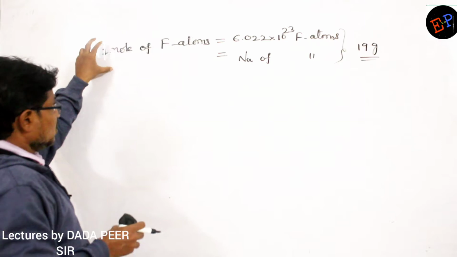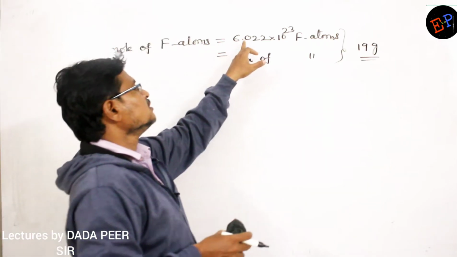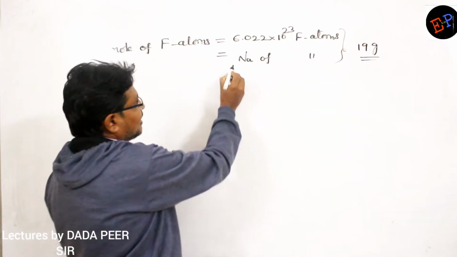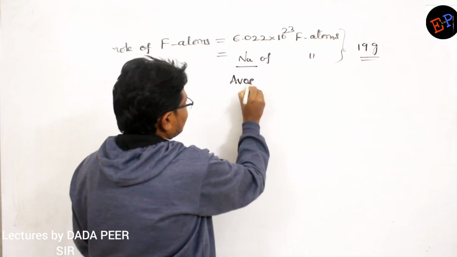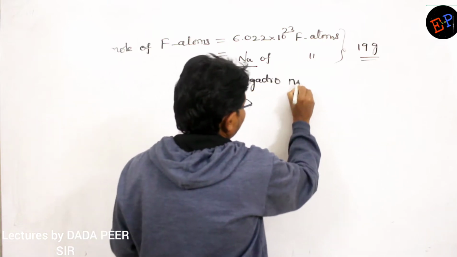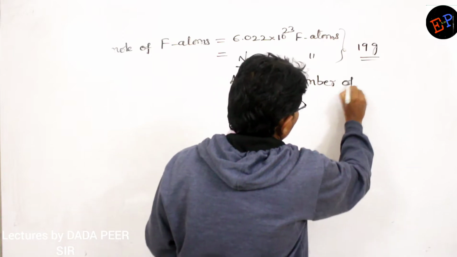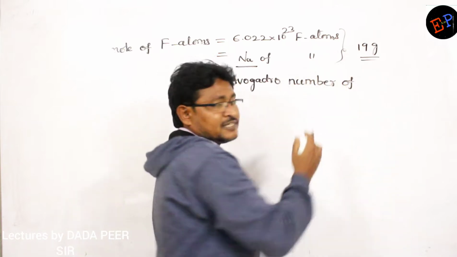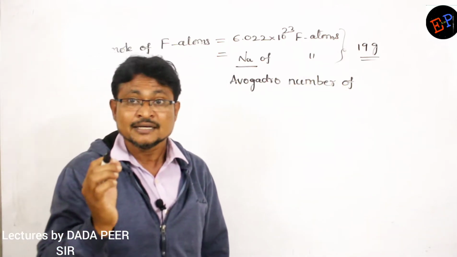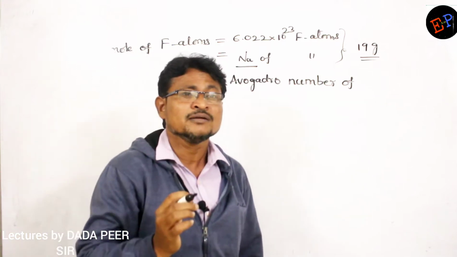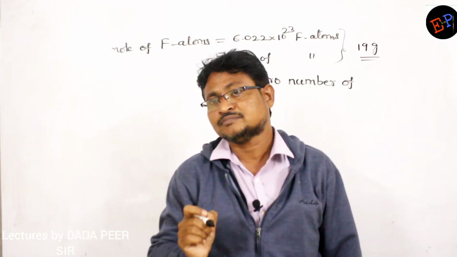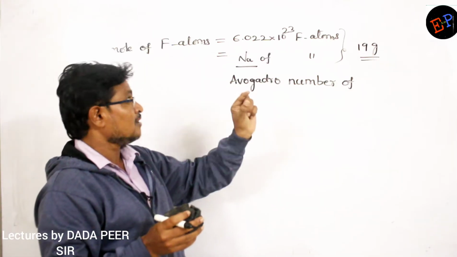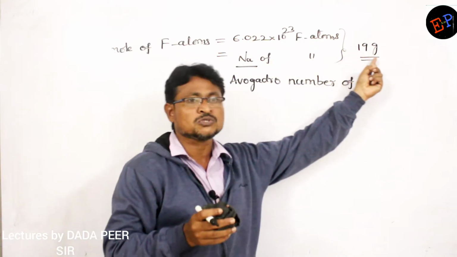See, 1 mole of fluorine atoms is equal to 6.022 into 10 to the power of 23 fluorine atoms. Nothing but Avogadro number of fluorine atoms. That is approximately equal to 19 grams. What is the mass number of fluorine? Mass number of fluorine is 19. So the mass of this many fluorine atoms is equal to 19 grams.